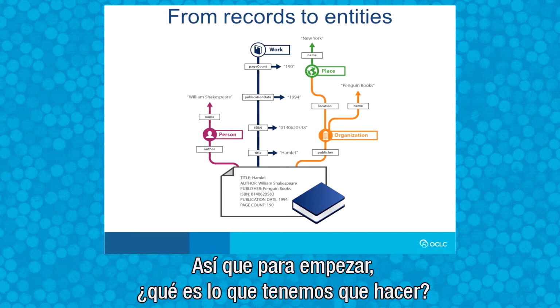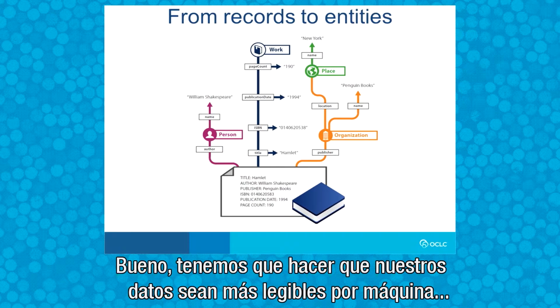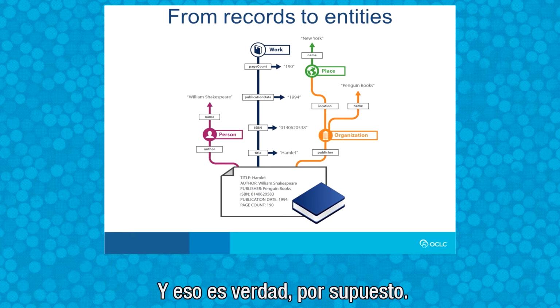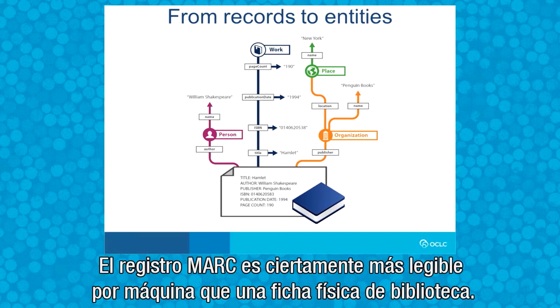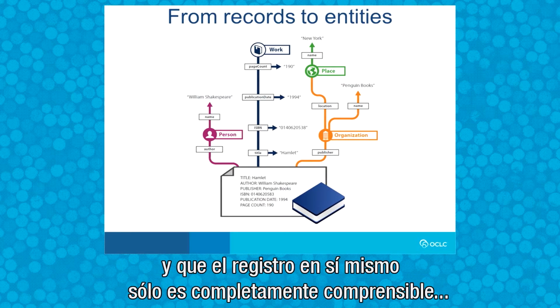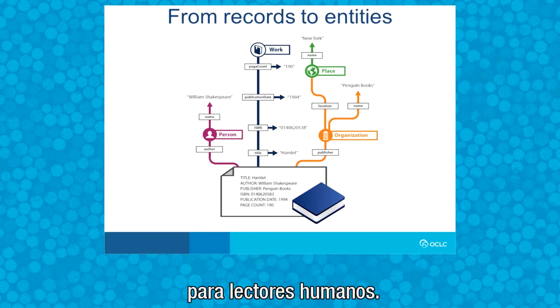So to get started, what do we have to do? Well, we have to make our data more machine readable, which is a strange thing to say, actually, given that MARC means machine readable cataloging. And there's a truth to that, of course. A MARC record is certainly more machine readable than a physical library card. But the problem is that it is only readable in library systems. And the record itself is only fully understandable to human readers.